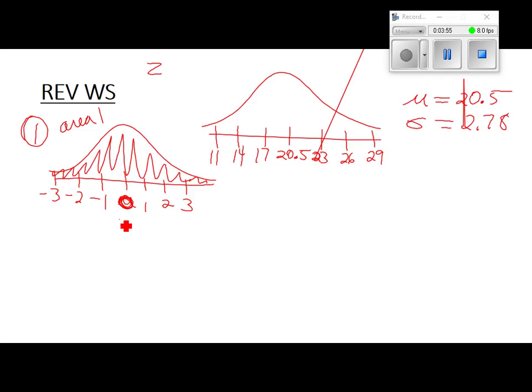Know that not only is this your mean for the standard normal, but it's your median and it's your mode. So when it fits that normal curve, mean, median, and mode are all the exact same.